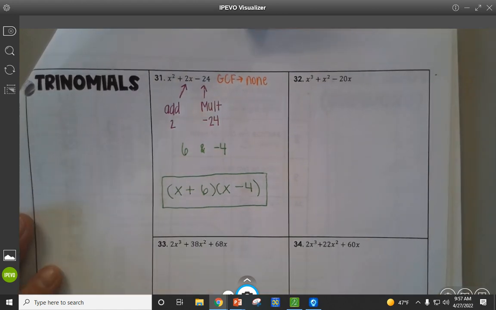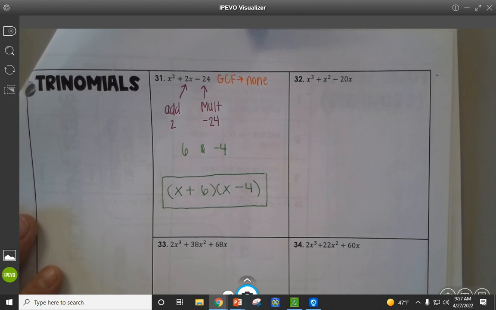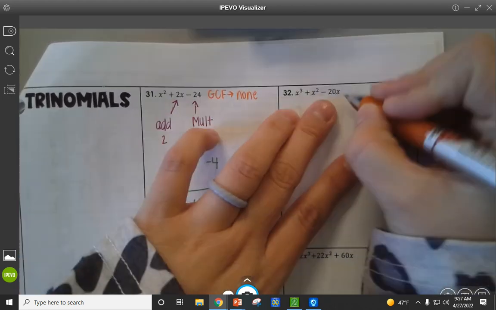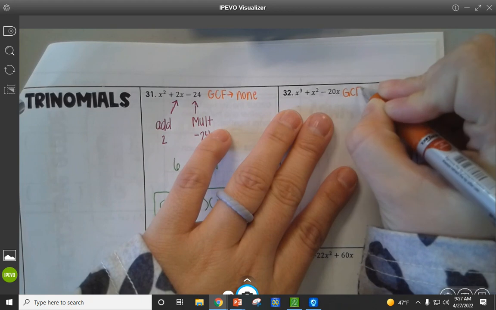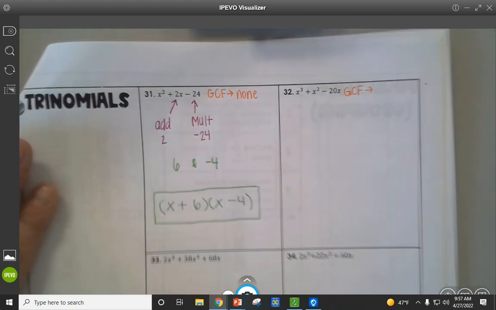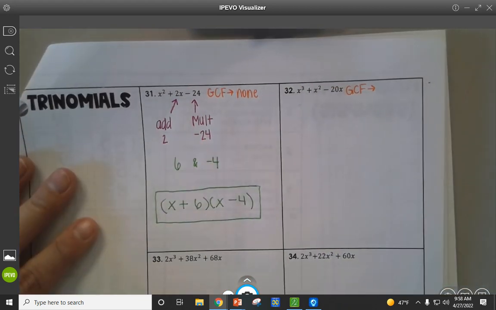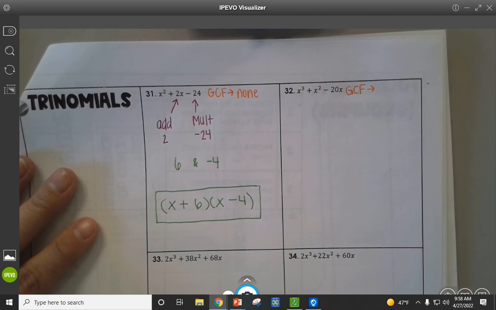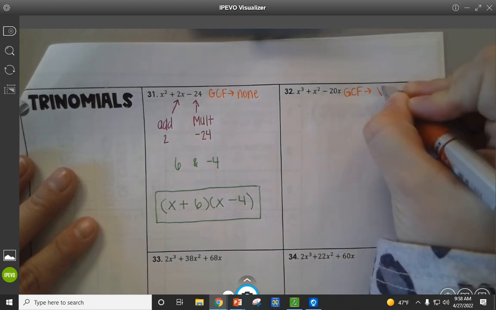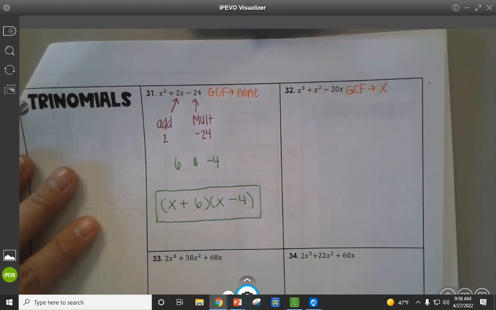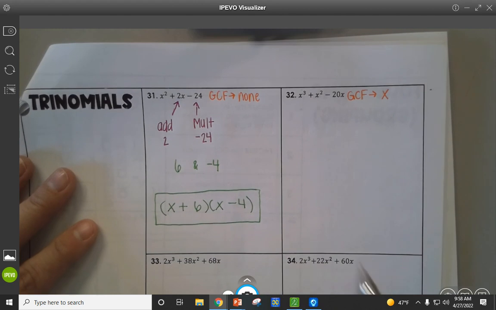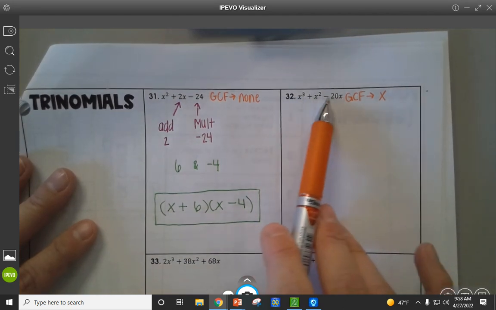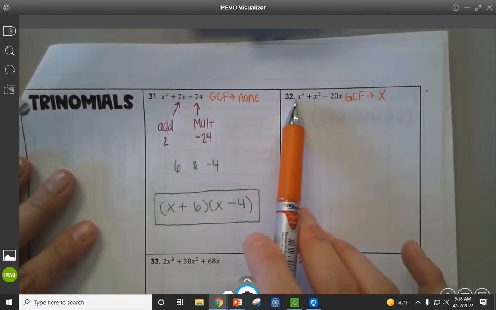Questions on that? All right, number 32. Let's check for a GCF. Is there one? No. Are you sure? There's one. They all have an x. So your GCF is x. That's it, because neither of these has a number in front, so there can't be a number with the x.